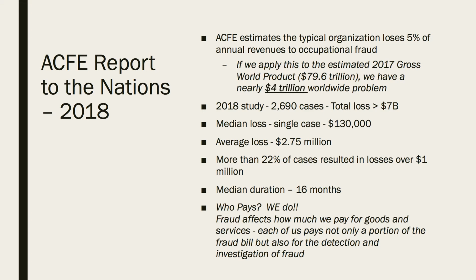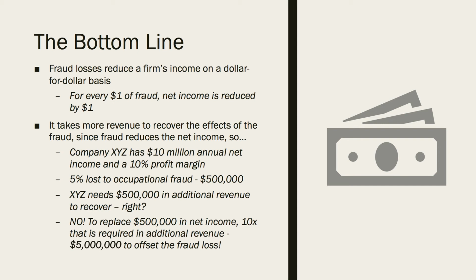But what effect does this have on the bottom line? Well, fraud losses, of course, reduce a firm's income on a dollar-by-dollar basis. That means for every $1 of fraud, net income is reduced by $1. So it takes more revenue to recover the effects of that fraud, since fraud reduces that net income. So if we imagine company XYZ has $10 million annual net income and a 10% profit margin, and we assume that they lose 5% to occupational fraud for a total of $500,000, then that company needs $500,000 in additional revenue to recover that fraud loss, correct? No. In fact, to replace $500,000 in net income, because of the 10% profit margin, 10 times the fraud loss is required in additional revenue. That's $5 million in this case to offset that fraud loss.